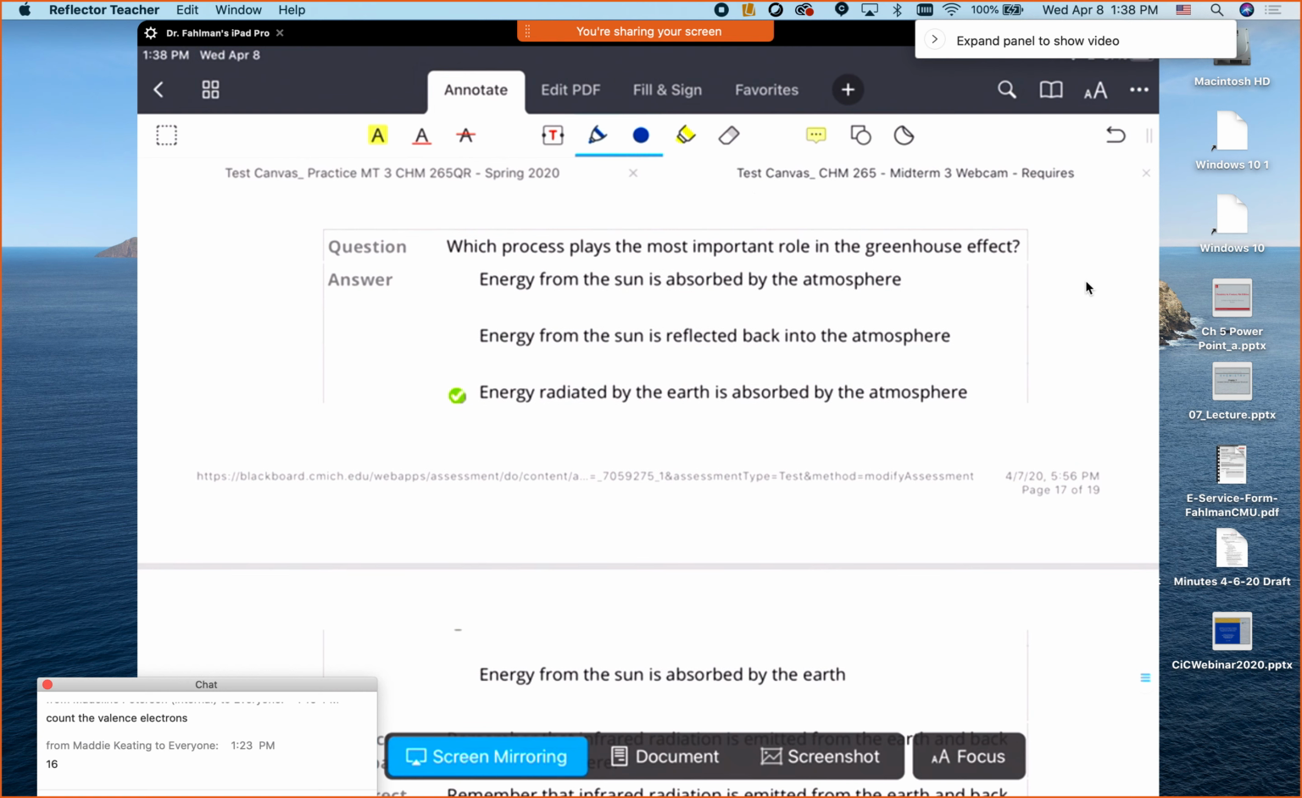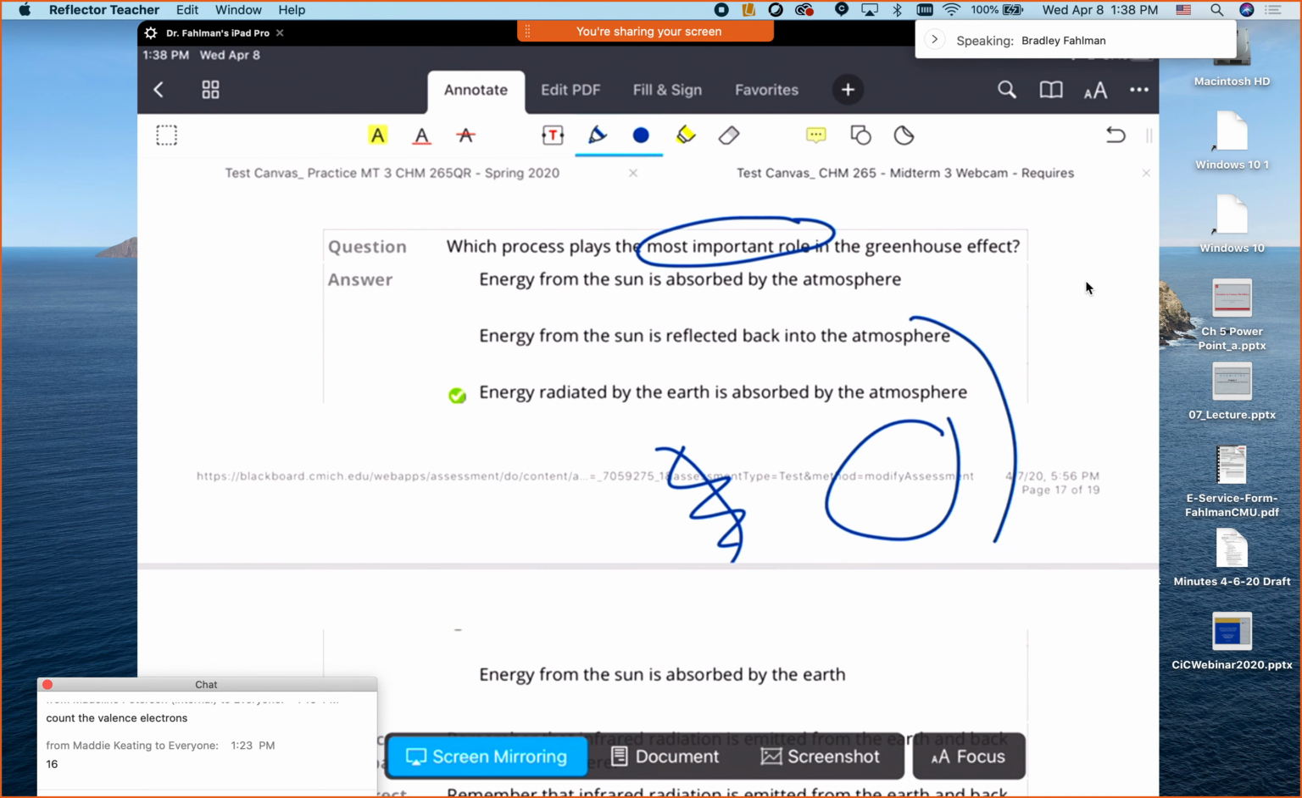Which process has the most important role in the greenhouse effect? It's really that energy that is coming, if I draw it like this, I guess. So energy that is being emitted from the Earth's surface is being trapped by our atmosphere. So it's radiated by the Earth and it's absorbed by the atmosphere.